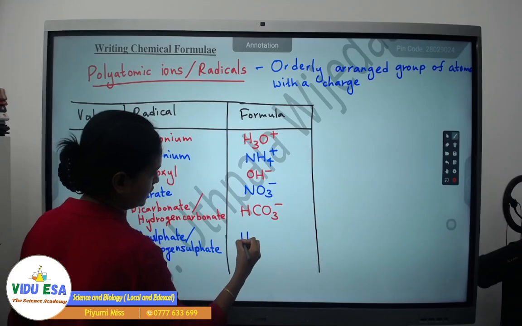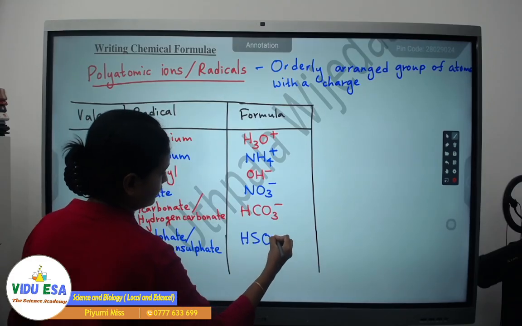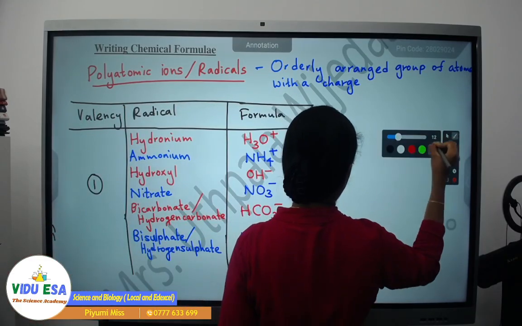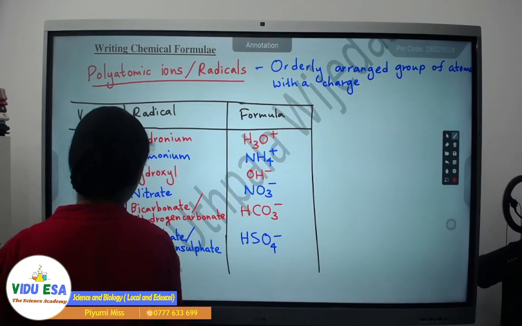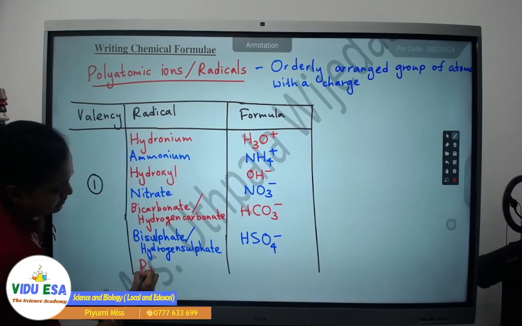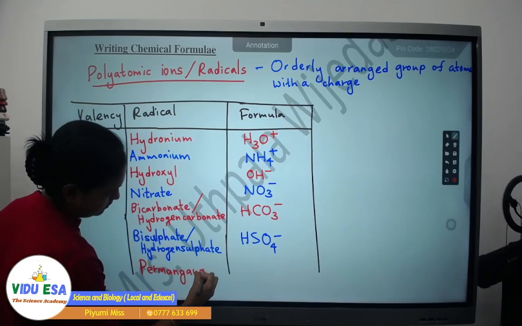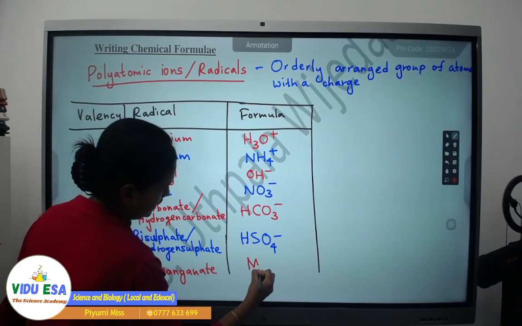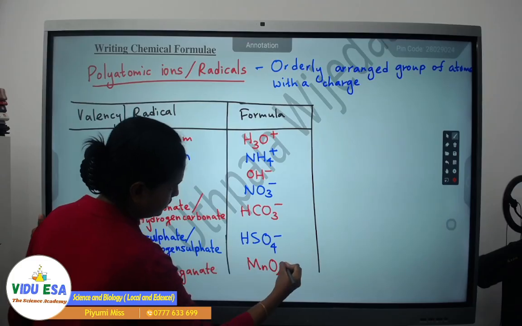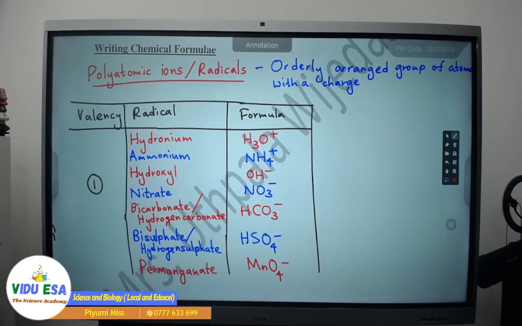That is HSO4 minus. Then you know permanganate, potassium permanganate. That is MnO4 minus. You have to remember these radicals, right? Once you remember, it would be very easy for you to write the chemical formula. Otherwise, actually, you can't.